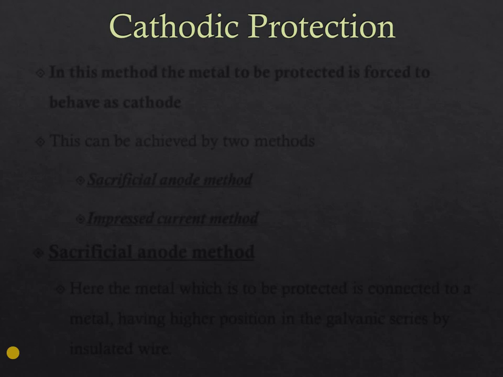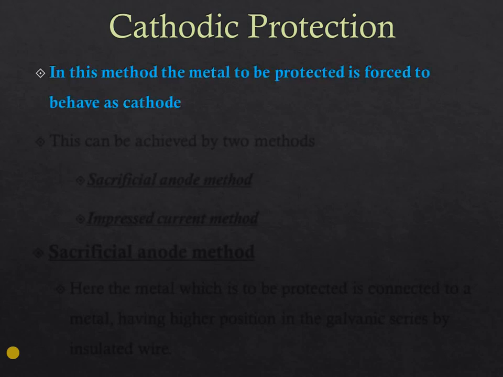Now, what is cathodic protection? Cathodic protection is the method of metallic protection from corrosion in which the metal which is to be protected is forced to behave as a cathode.